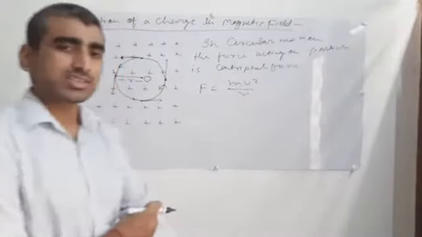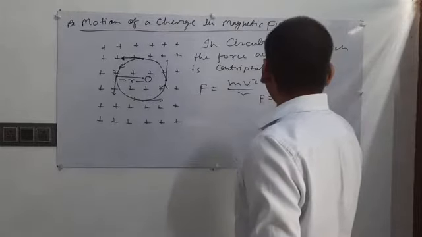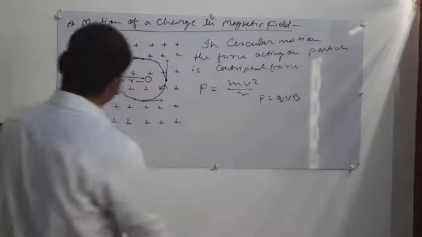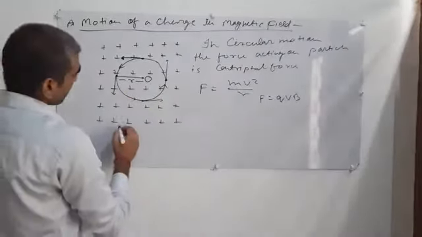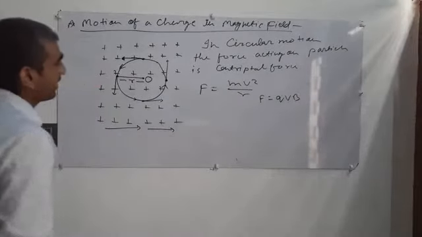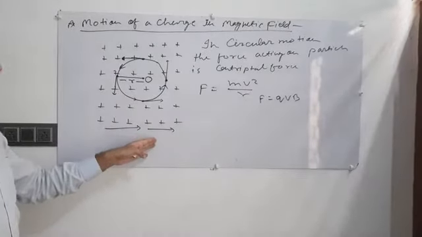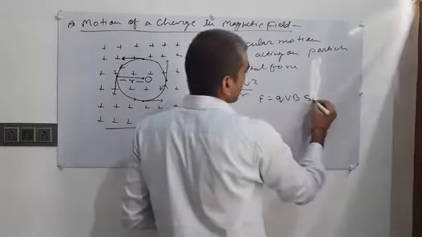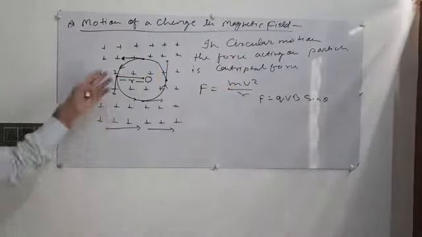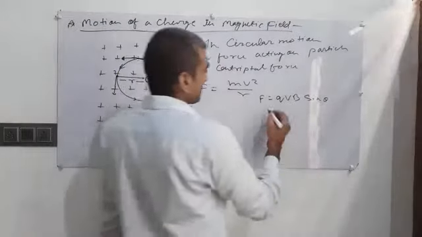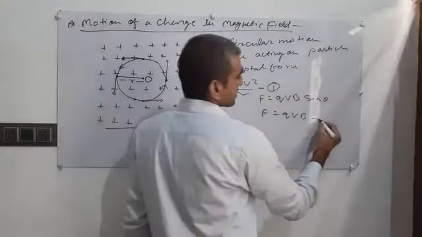Now, but we studied a few minutes ago that F equals qvB, because if you see, the magnetic field direction is like this and the velocity makes 90 degrees with this magnetic field. That means sin theta becomes 1 because it makes 90 degrees with the magnetic field. So we assume F equals qvB. Now this is our first equation and this is our second equation.